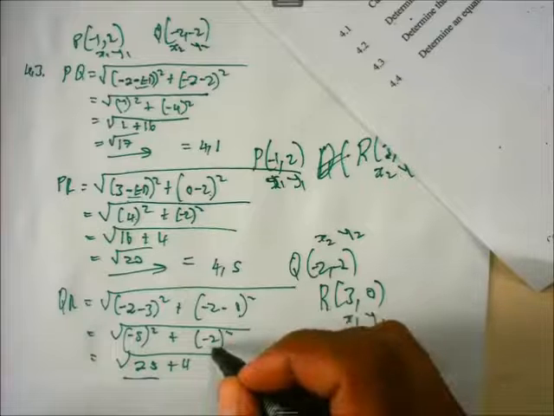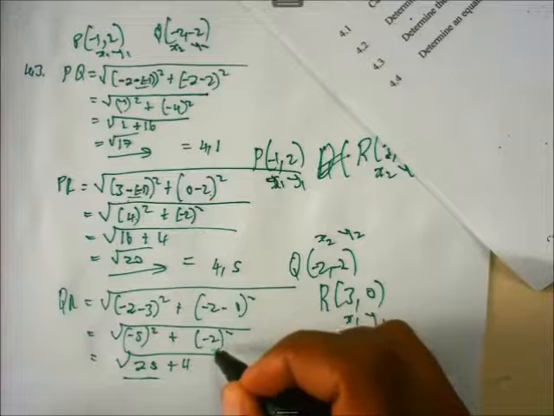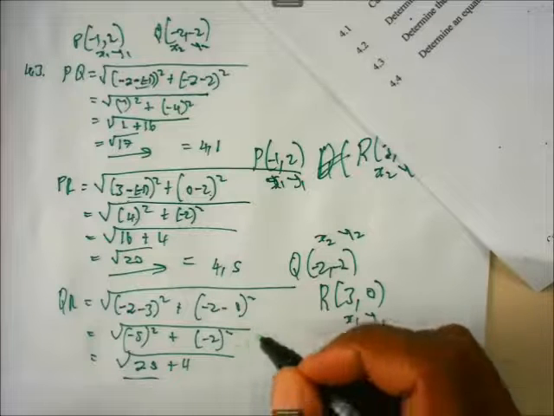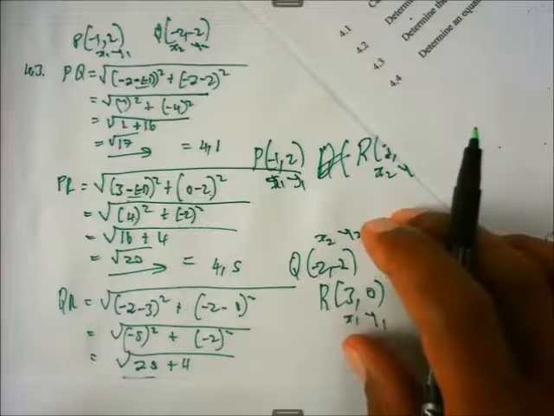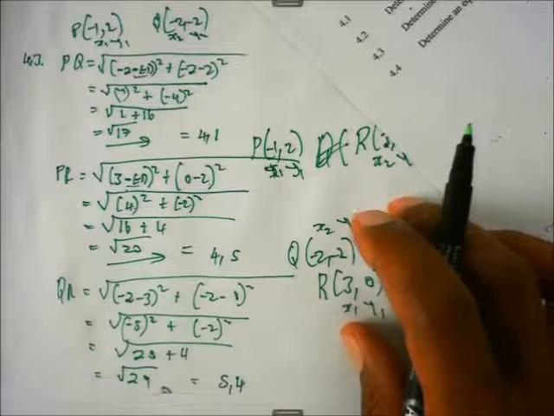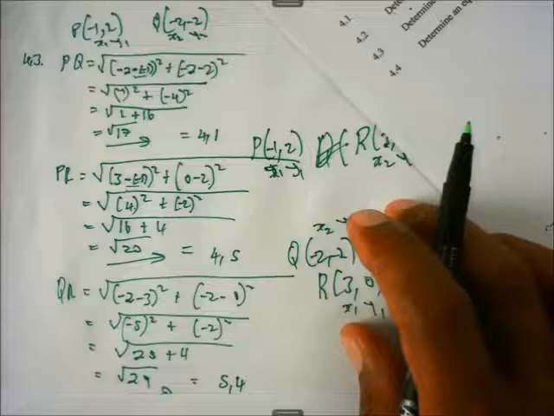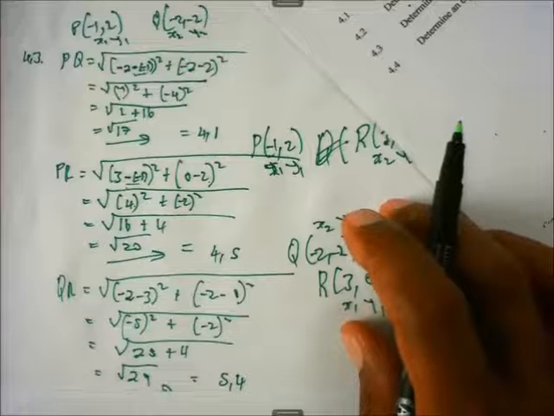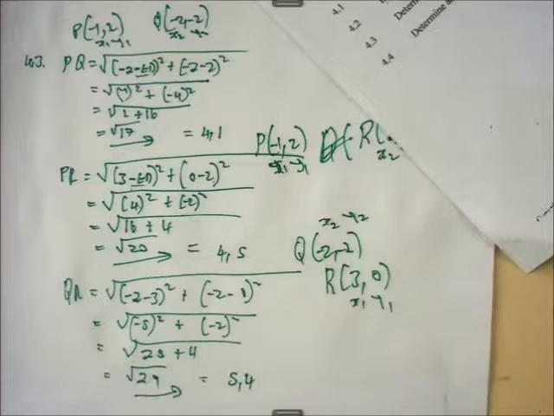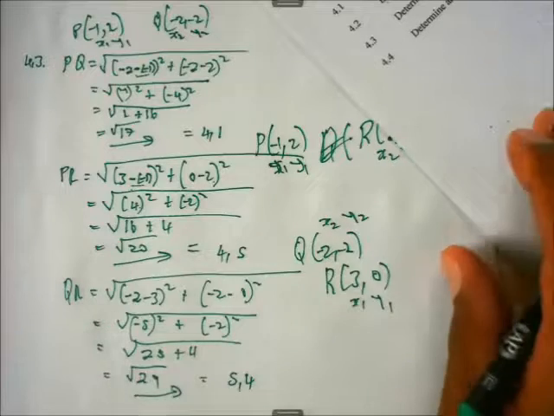Please, this negative 2, make sure that you put it inside the brackets, because if you only say minus 2 all squared, it will give you the negative 4, which is not correct. Then 25 plus 4 is equal to 29. Therefore, the square root of 29 is 5,4.